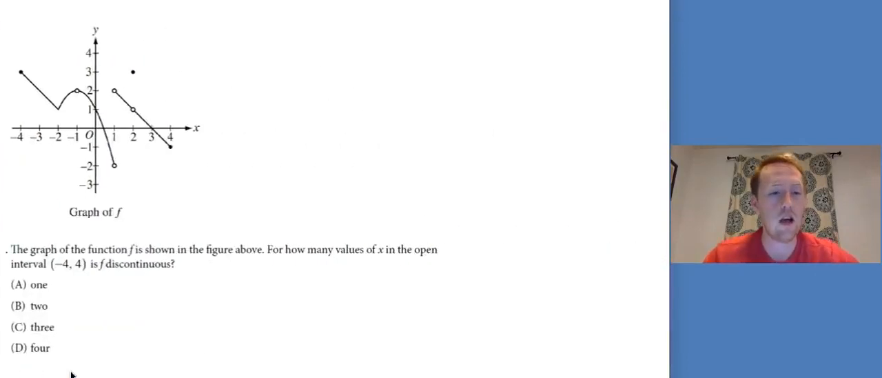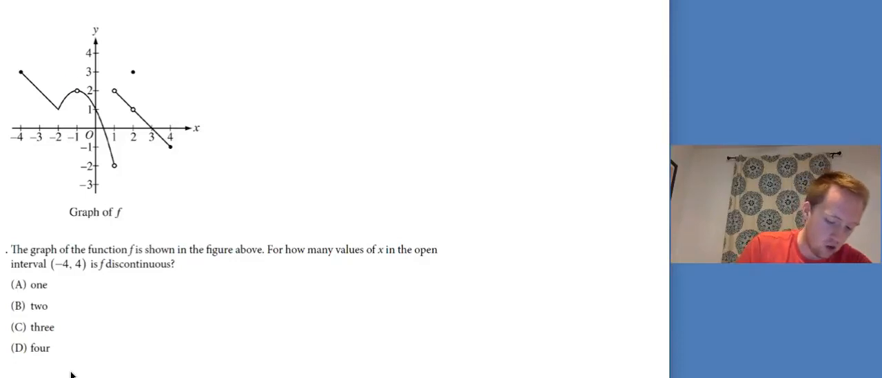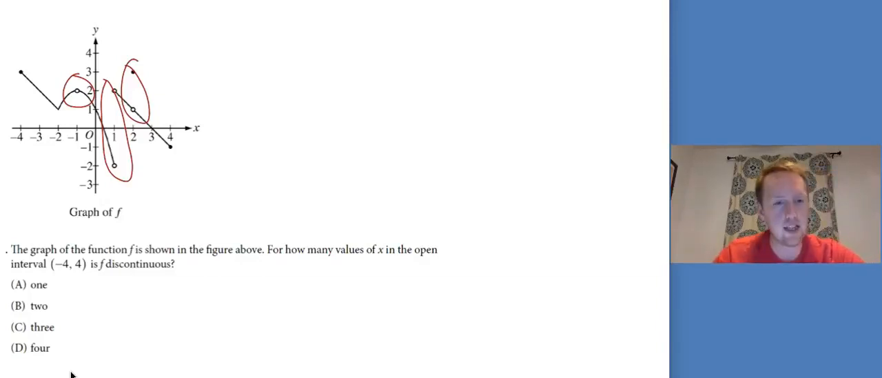So let's look at this. The graph of the function f is shown in the figure above. For how many values of x in the open interval is f discontinuous? Okay, I see a hole here. I see a jump here. I see a removable here. That looks like it's it. So 3. Probably a big thing that they're expecting you to do is count the cusp. Remember, cusps are only places where a function is not differentiable. We've only got 3 points of discontinuity.